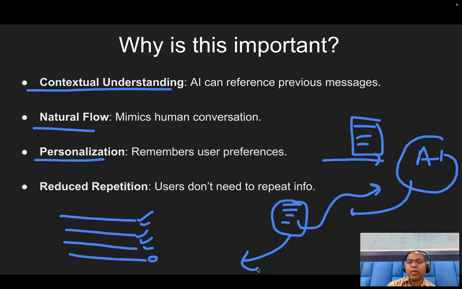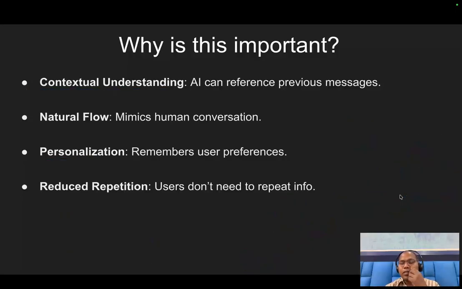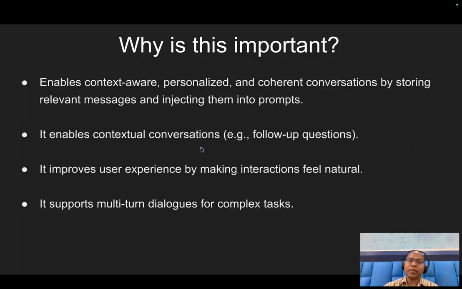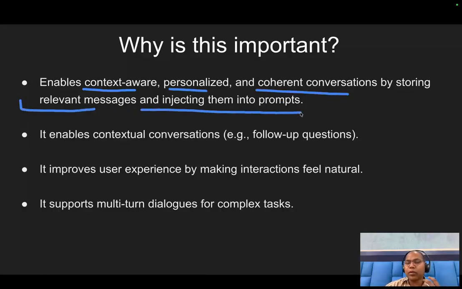That also helps reduce repetition. Sometimes the LLM may ask again, "Hey, what is your XYZ information? Please share your information so that I can respond." So unnecessarily it asks the same question again, and you give the same information to the LLM again and again. That is taken care of by your chat memory. It enables us to have context-aware, personalized and coherent conversation by storing the relevant messages and injecting them into the prompt.